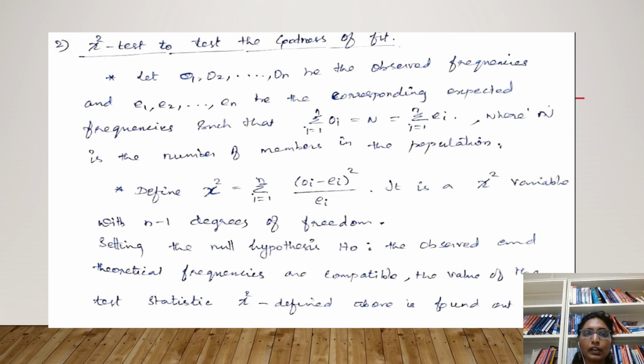The second one is the chi-square test to test the goodness of fit. Here they have given some observed data, and for that we have to calculate the expected frequency. The total of the expected frequencies and the total of the observed frequencies give the same number, that is the total population. The formula is chi-square equal to the summation of (Oi minus Ei) the whole square divided by Ei, and the degrees of freedom is n minus 1. Now we have to check some problems under this explanation, that is, goodness of fit.